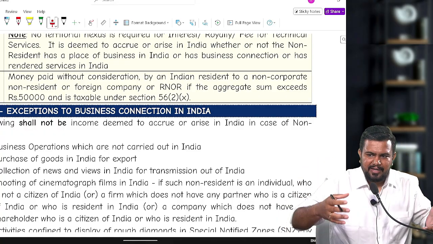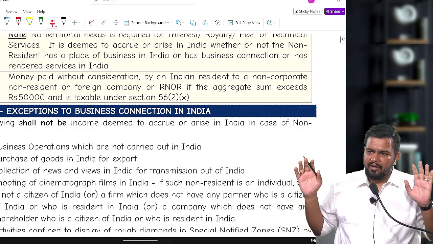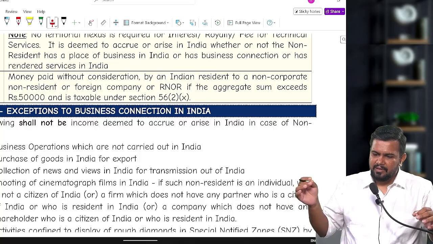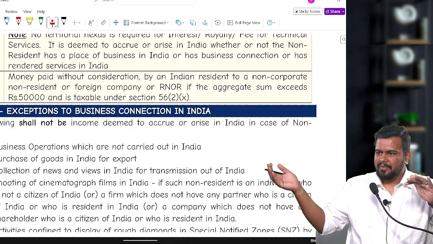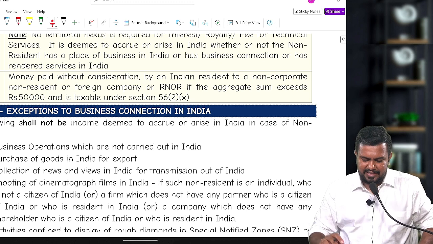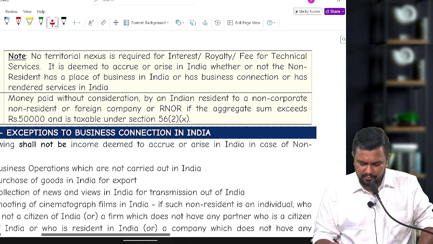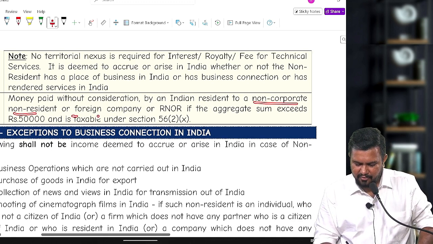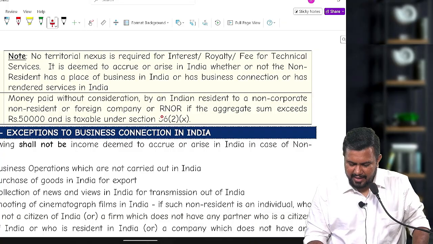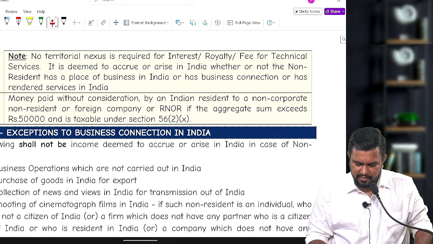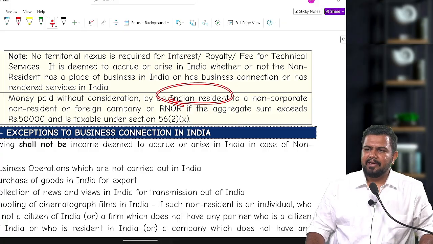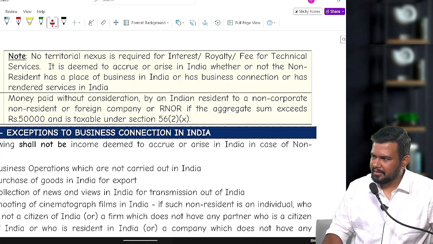Similarly, non-corporate non-resident means what? All the non-residents other than companies. Okay, and in the company case, it is a foreign company. So if a non-corporate non-resident or foreign company or RNOR is receiving a gift of more than 50,000 rupees from whom? From an Indian resident, then it will be deemed to accrue or arise in India.